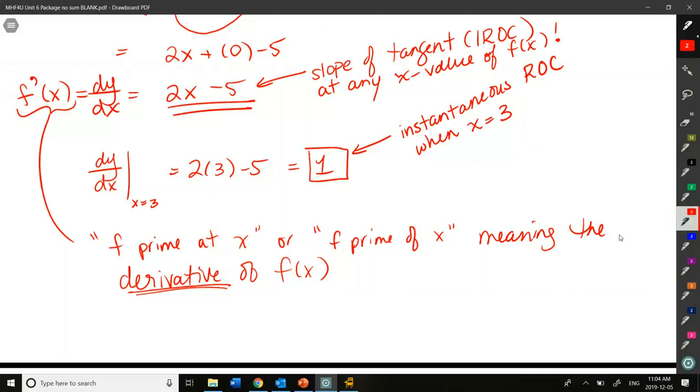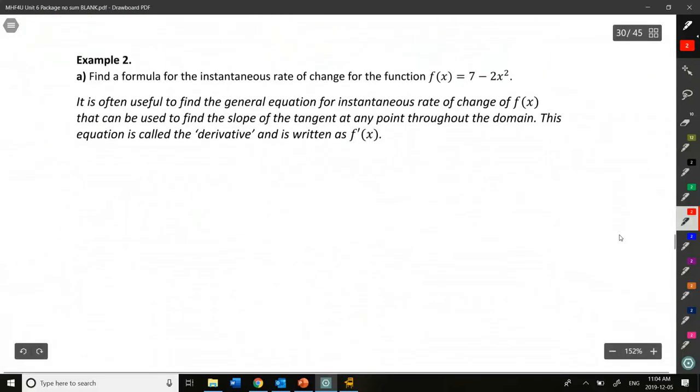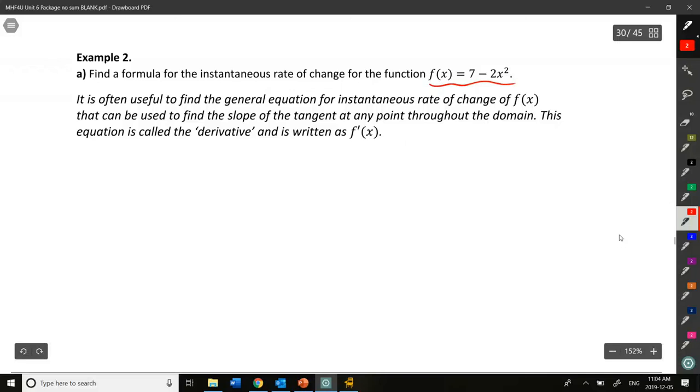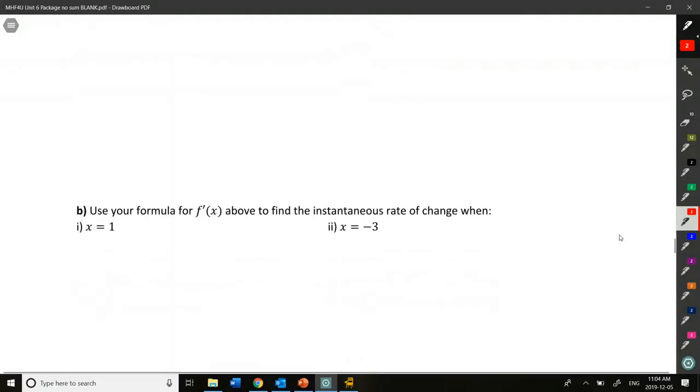We're going to try another one. It's written for you here. The derivative we're going to write as f prime at x, and we're going to find that general equation for instantaneous rate of change to find the slope of the tangent at any point throughout the domain of our function. So here's our f at x function. We're going to first find a general formula that allows us to find instantaneous rate of change anywhere. Then it's asking us to apply our formula to find instantaneous rate of change at two different x values.